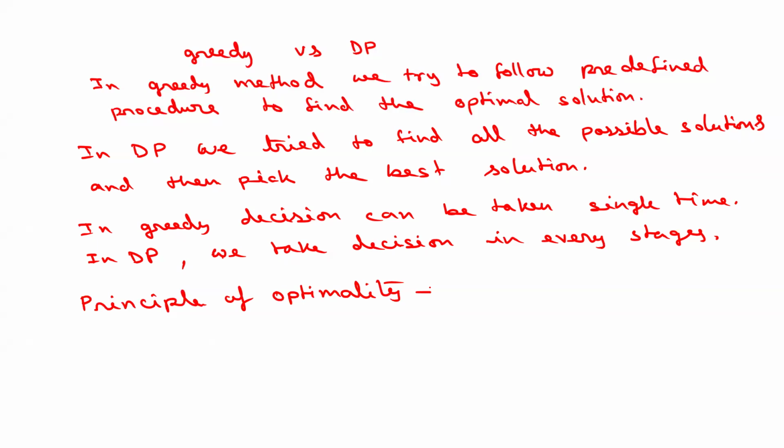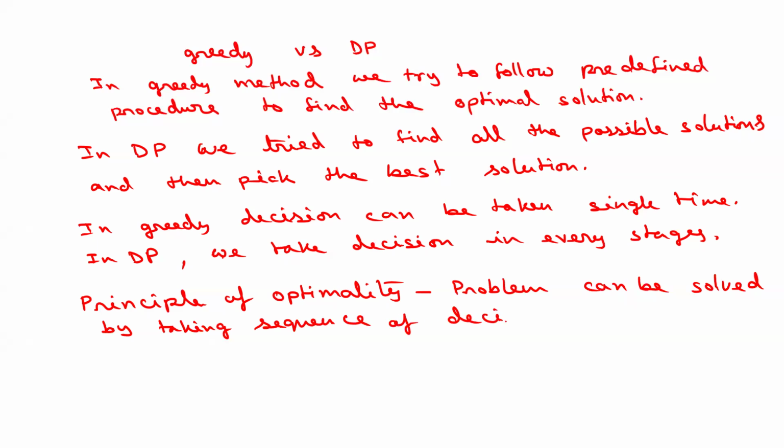What do you mean by the principle of optimality? That is, the problem can be solved by taking a sequence of decisions. So problem can be solved by taking the sequence of decisions.